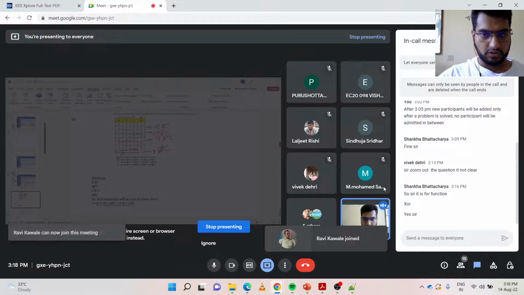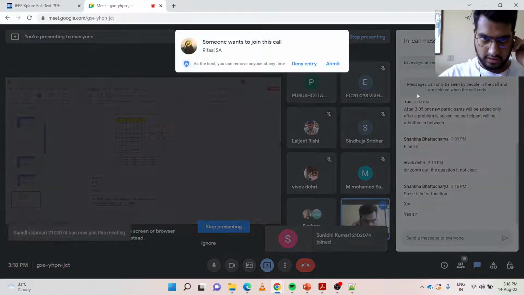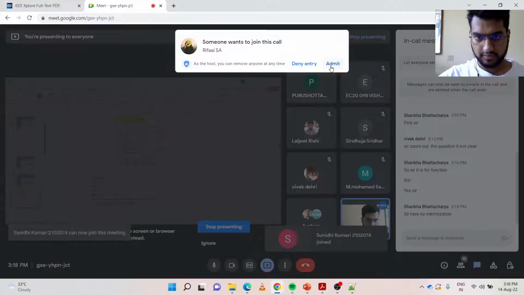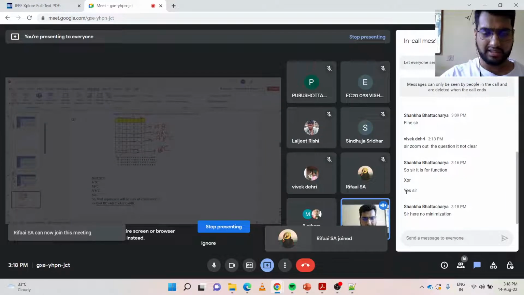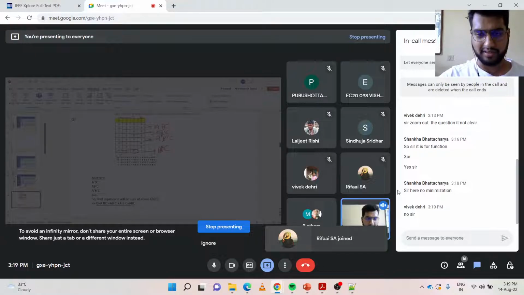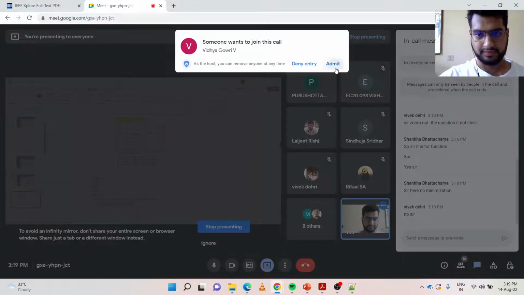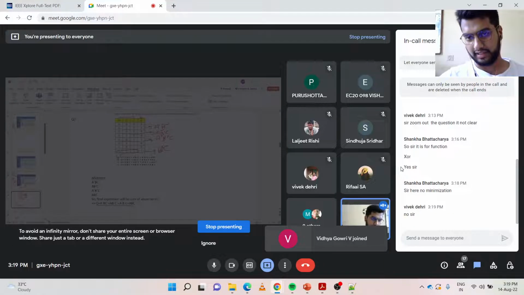Any doubts regarding this question? This was a pretty simple question, but still I have to ask. Any doubt regarding this question? The question is simply asking us to write down the equation. So no minimization, just to write the equation, that's all. Ashanka, I hope I am clear.